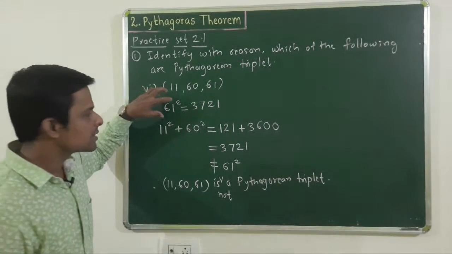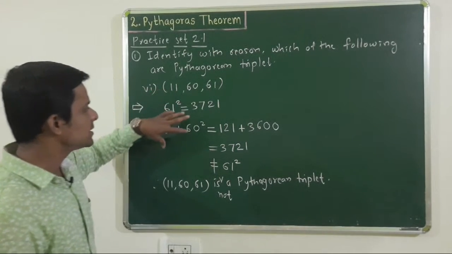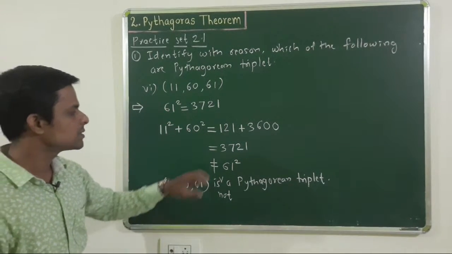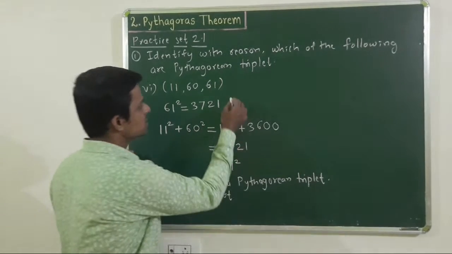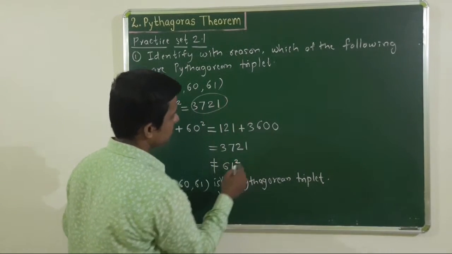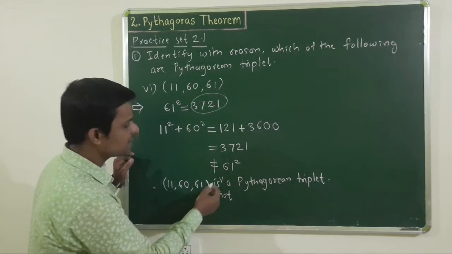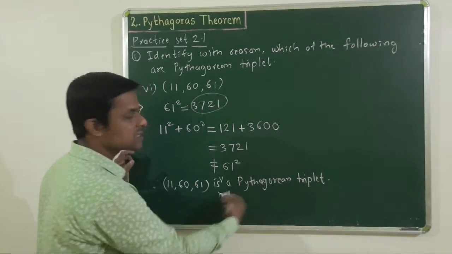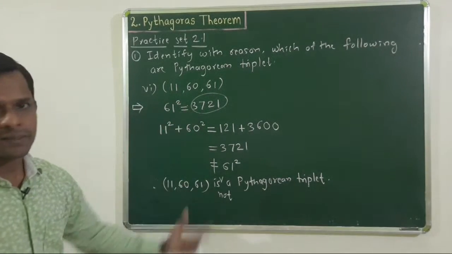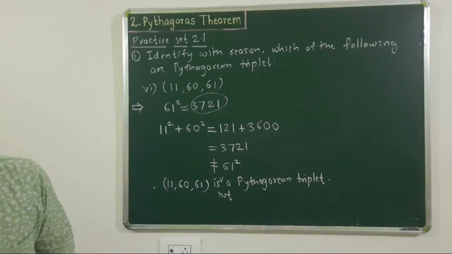You have to write first the square of the bigger number, then take the sum of squares of the remaining two numbers. Both answers will be there. Suppose this answer is different, then it will not be equal to this one. Then the answer will be that the triplet is not a Pythagorean triplet. The answer will be like this. The pattern is the same, so for all remaining examples also.